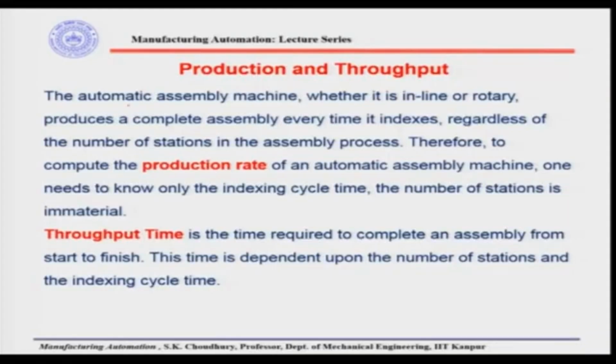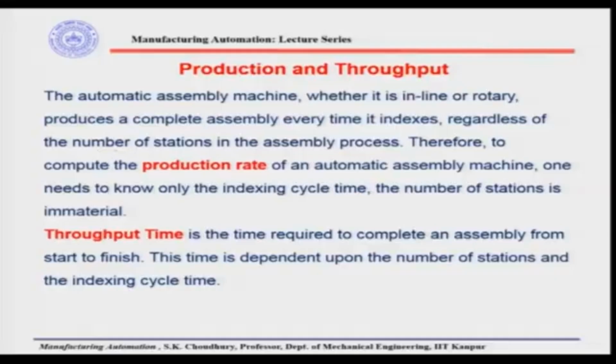There is an indexing machine, and the assembly is made in different workstations. Once it is indexing, at the final stage one full complete product comes out. Regardless of the number of stations, there could be 100 workstations or 200 workstations, every time it indexes you get one complete assembly or a complete product. Therefore, to compute the production rate of an automatic assembly machine, one needs to know only the indexing cycle time. The number of stations is immaterial.